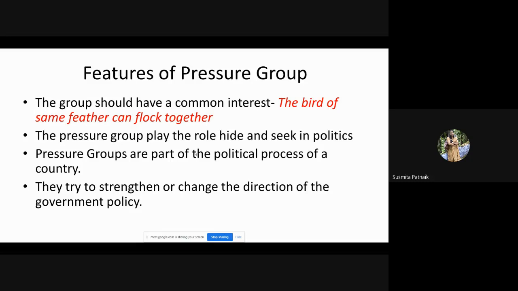Then, in the second point, pressure groups play the role of hide and seek in politics. What do you mean by hide and seek in politics? It means that pressure groups never come in front of the legislature. Inside the parliament, the group only puts pressure behind the ruler or maybe the opposition, but never comes in front of the parliament. So they are playing the role of hide and seek, that is called chupa chupi.